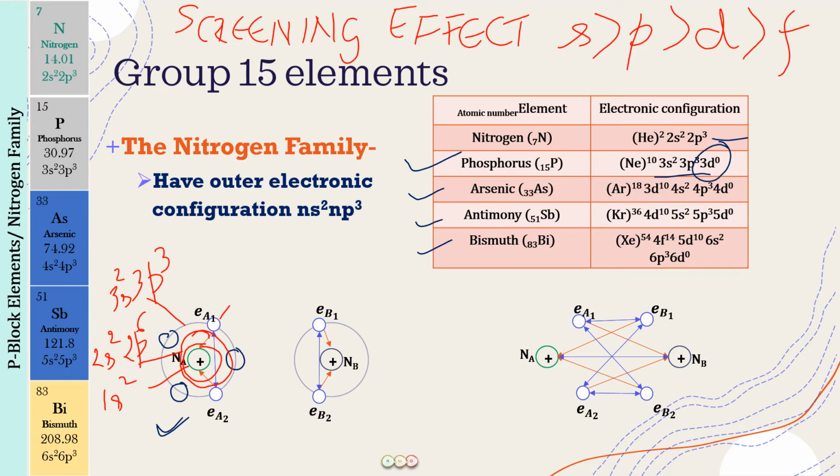Now, in case of phosphorus, what is happening over here is in between the nucleus and the valence shell, we have which type of electrons? The s orbital electrons and the p orbital electrons. And both of them, because they are the first in order in case of the screening effect, are going to have a good screening effect. A good screening effect means what? A good screening effect means that these electrons are going to repel the outermost electrons.